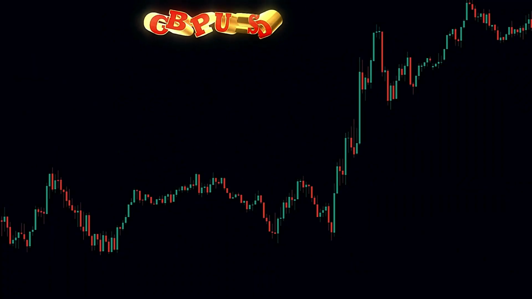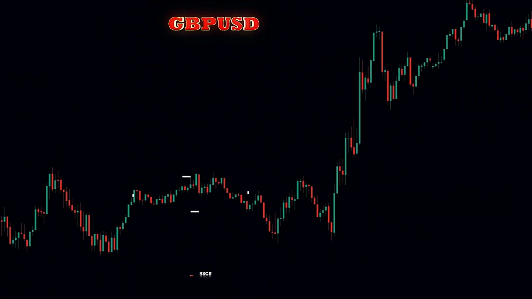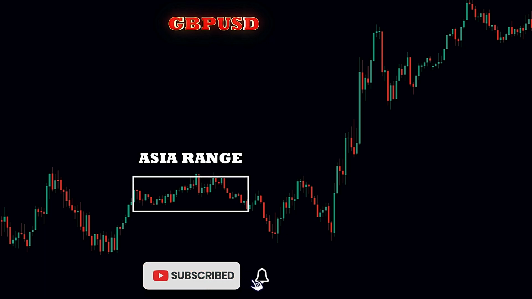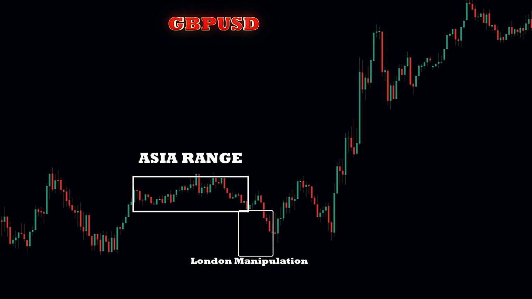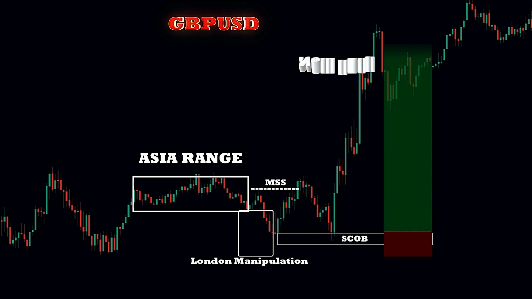Let's look at the last example, called GBPUSD. This is the Asian range, and you see the London manipulation: price moves out to induce breakout traders. Then you saw a market structure shift. There's a single candle order block. See how the price takes out the liquidity down there, then moves up in the New York session.